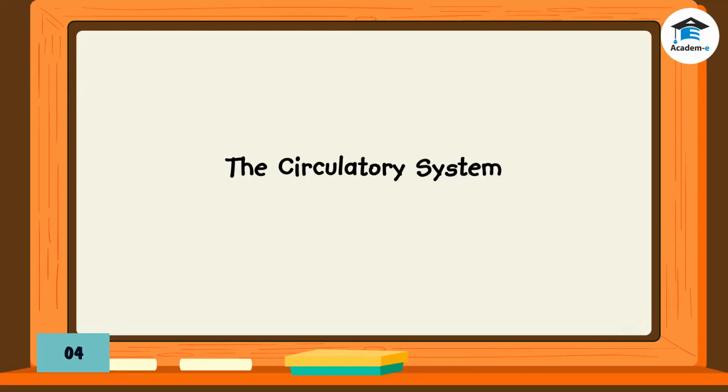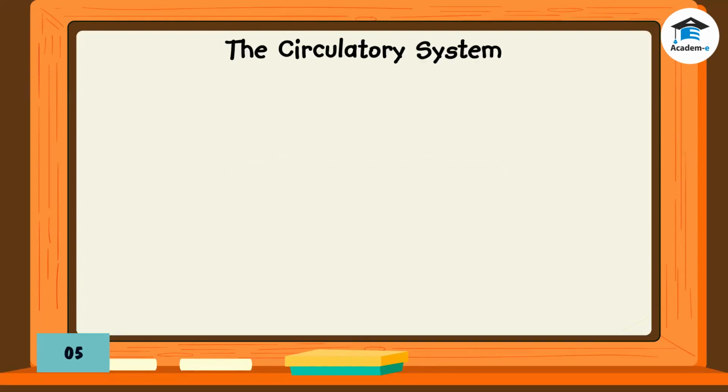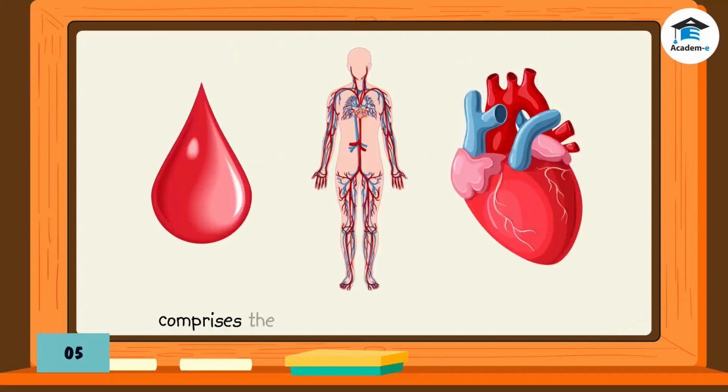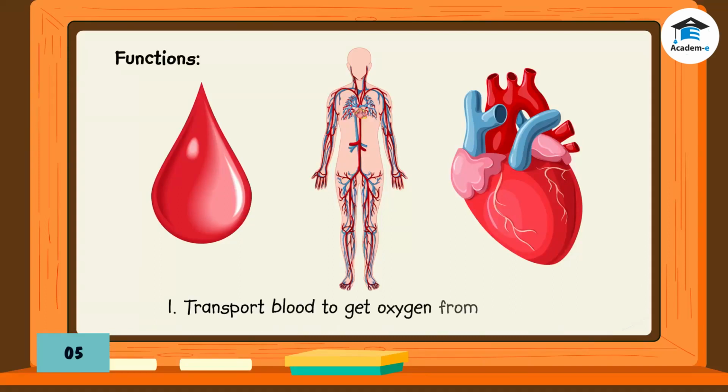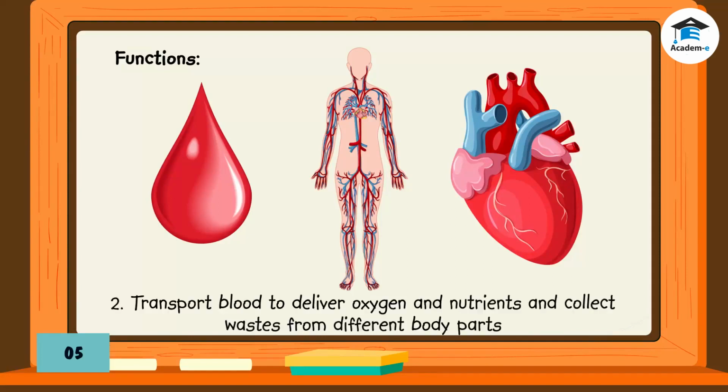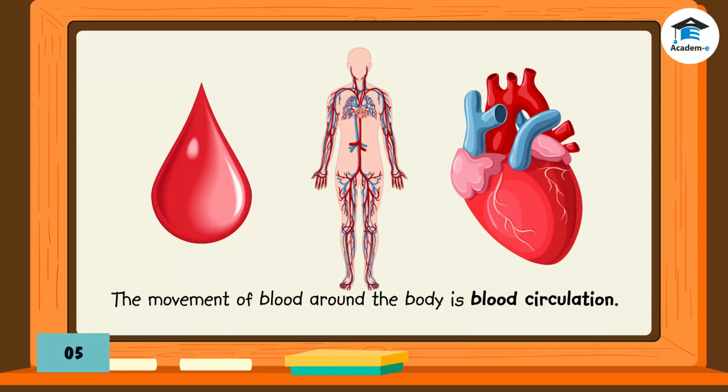The circulatory system comprises the blood vessels and the heart. This system transports blood to get oxygen from the lungs, and to deliver oxygen and nutrients and collect wastes from different body parts. The movement of blood around the body is blood circulation.